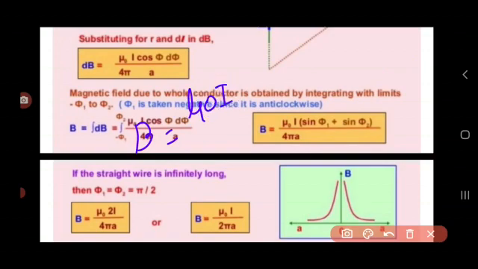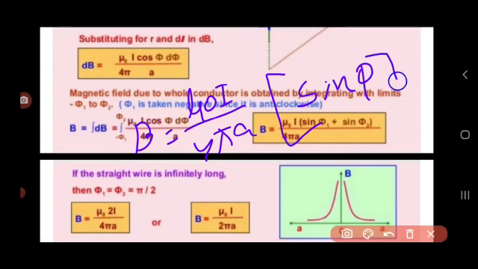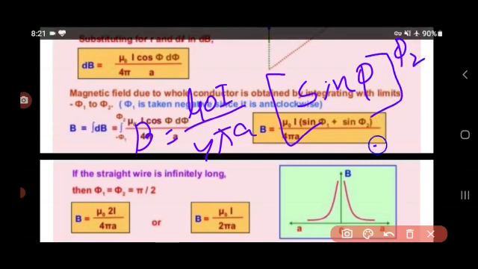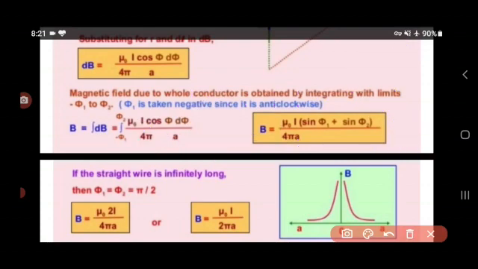Now for the straight wire, if the wire is infinitely long, then both phi 1 and phi 2 are equal to pi by 2, that means 90 degree, and then the equation will be B is equal to mu naught I by 2 pi a. So that is the expression of magnetic field for a straight conductor carrying current.